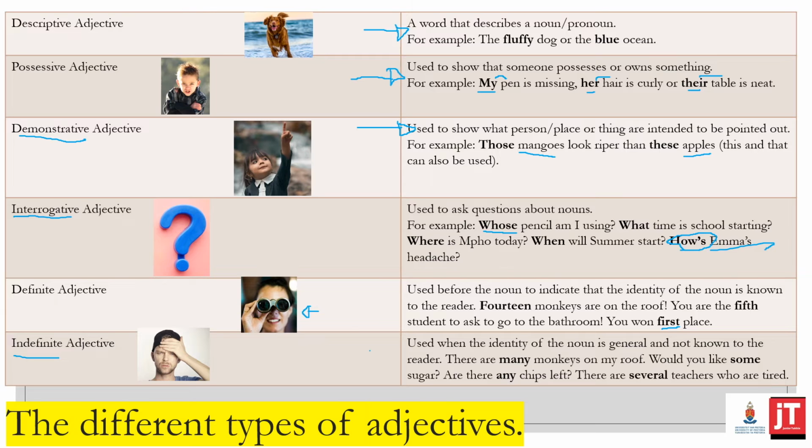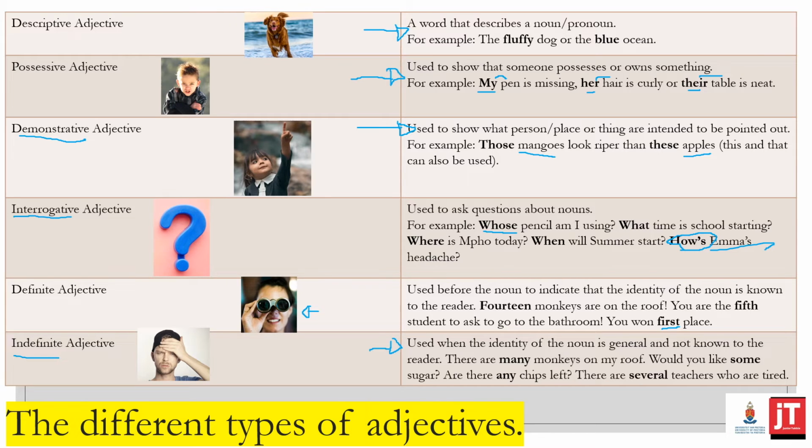What numbers would you give if you weren't quite sure of something? Many, some, a few. I don't know. So this is used when the identity of the noun is general and not really known to the reader. So there's many monkeys on my roof. I'm too scared to go outside and look, but I know there's many monkeys on my roof because it sounds really loud.